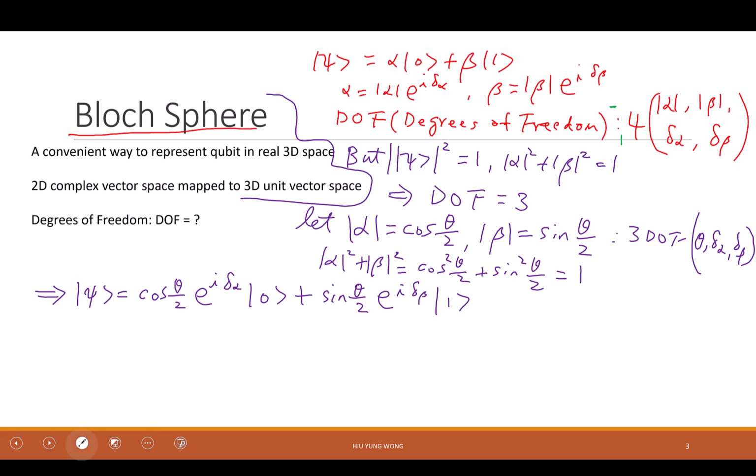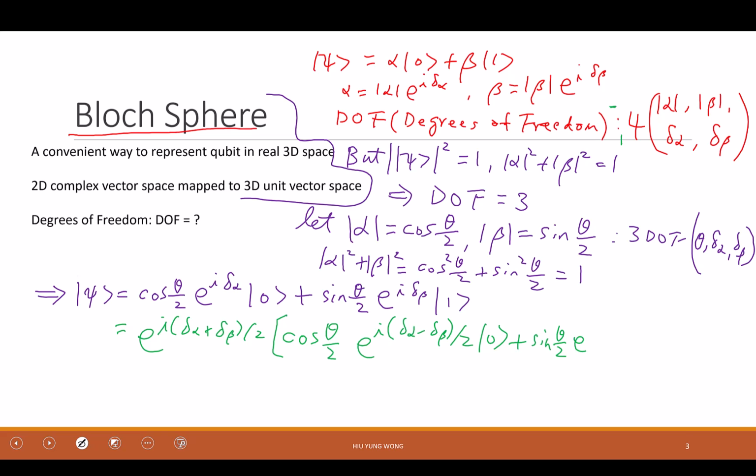So I want to do one more thing to make it even nicer. What I'm going to do is take out a phase, e to the power i delta alpha plus delta beta divided by 2, as a common factor. Maybe you will see that after I finish. I take out that common factor, then inside, the e to the power i delta alpha needs to subtract the whole thing, so it becomes i delta alpha minus delta beta divided by 2, 0, plus sine theta divided by 2, e to the power i, but negative, delta alpha minus delta beta divided by 2, 1.